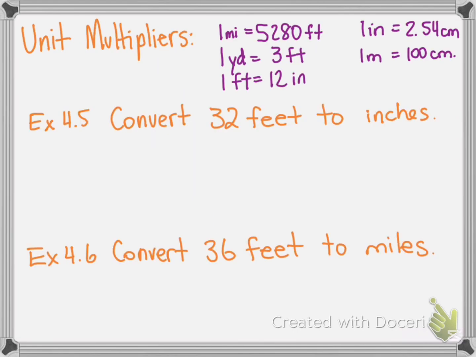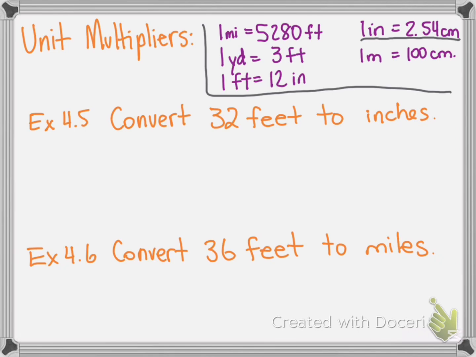The last section in this lesson is the unit multipliers. Now, it's very important that you remember the different conversions that we have learned in the past. 1 mile equals 5,280 feet. 1 yard is 3 feet. 1 foot is 12 inches. And then this one here is very important because it's the bridge between the American system and the international system. 1 inch equals 2.54 centimeters. And finally, the one we use the most from the metric system is 1 meter equals 100 centimeters.